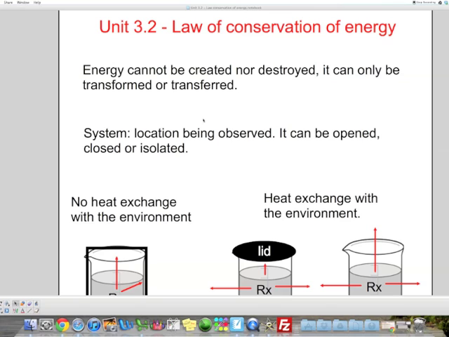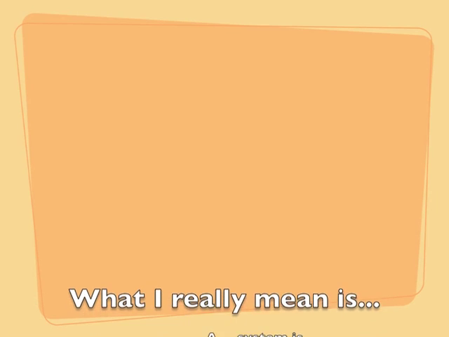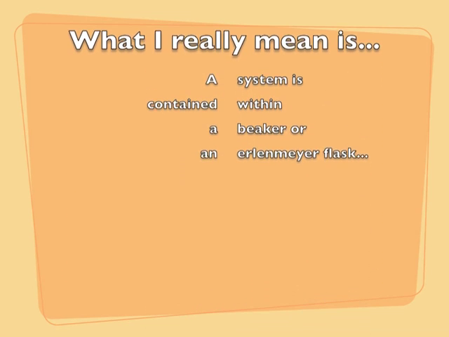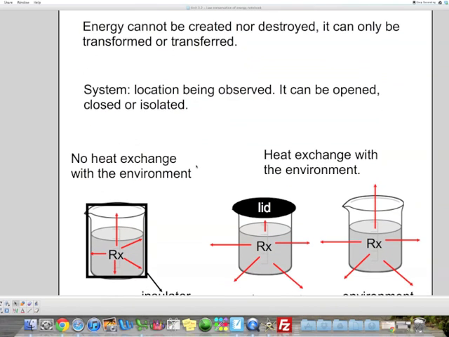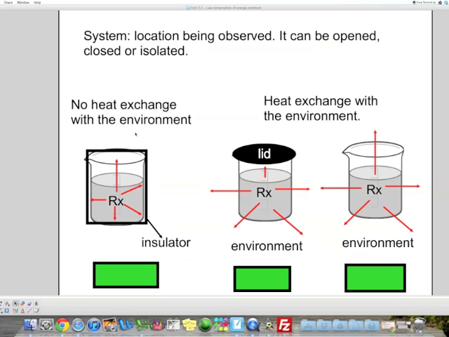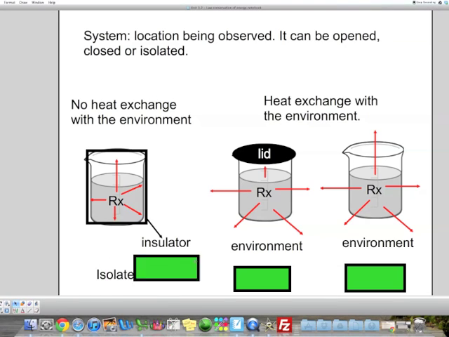So speaking of system, a system in our case will be a location that's being observed. Most often a beaker, an Erlenmeyer flask, or something like that. It can be opened, closed, or isolated. So if we look at the three beakers here, I'm going to go through a little exercise with you. In this case, I have an insulator around the beaker. So even if there's a hot solution in here, the heat can't escape the beaker. So there's no heat exchange with the environment. It's perfectly insulated. So the question is, is this an opened, closed, or isolated system? Well, obviously, since there is an insulator around it, it must mean that it is isolated.